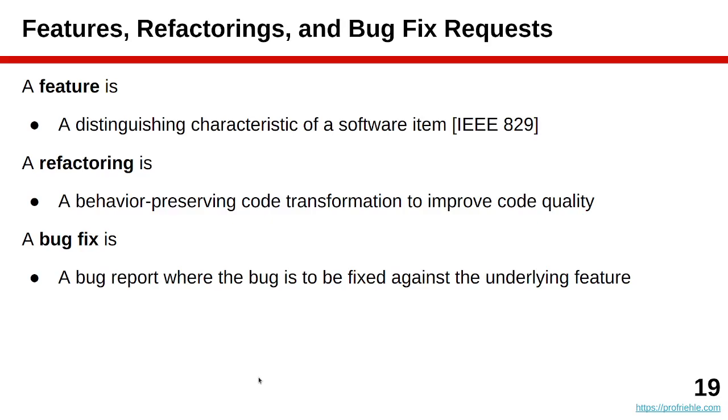A refactoring is a behavior-preserving code transformation to improve code quality. I'll return to that in the next session. The key here is a refactoring doesn't change the behavior. It's behavior-preserving, so it doesn't change the behavior of the software. It just improves the code quality. It cleans up the mess that you sometimes make, that everyone sometimes makes. And a bug fix is, of course, a fix or a resolution of a bug reported in the bug tracker or under issue management, and you want that fixed so that the underlying feature starts working again.